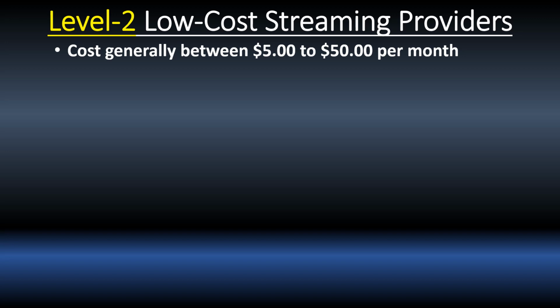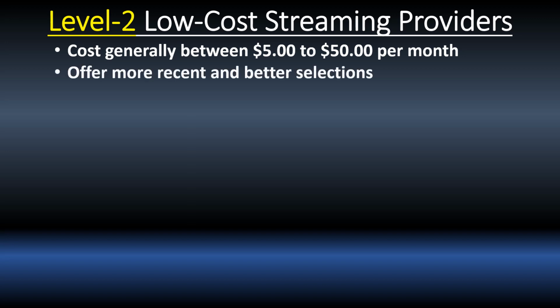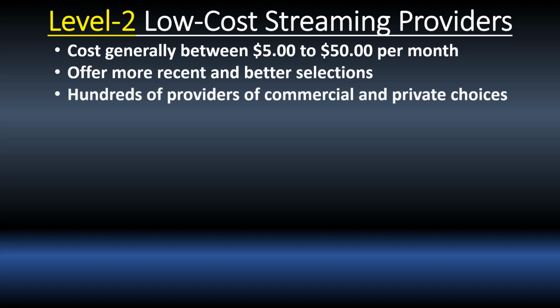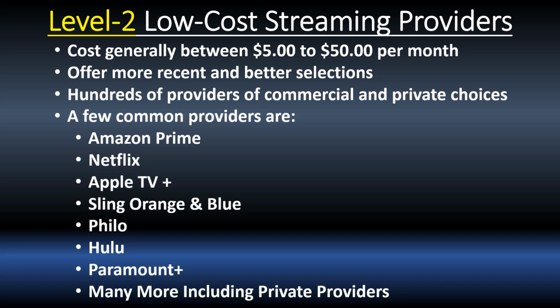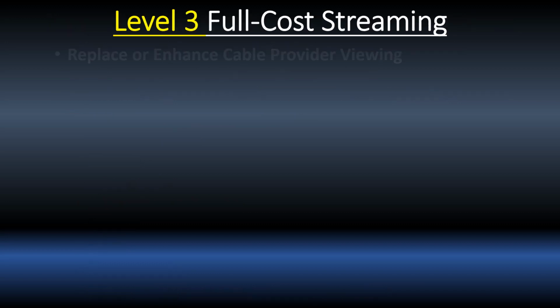Next is level 2. These are low-cost streaming providers. These cost generally between $5 to $50 per month. They offer more recent and better selections, and some are very recent selections, and hundreds of providers of commercial and private choices. A few common providers are Amazon Prime, Netflix, Apple TV Plus, Sling Orange and Blue, Philo, Hulu, Paramount Plus, and there's many, many more, including, again, private providers. So you can get by pretty cheap with getting a lot of information.